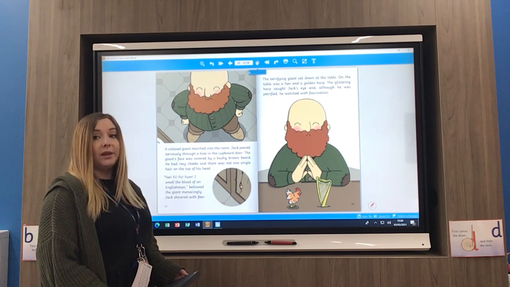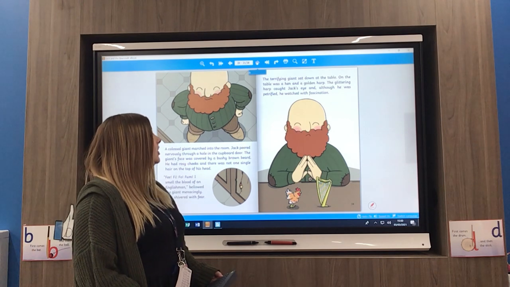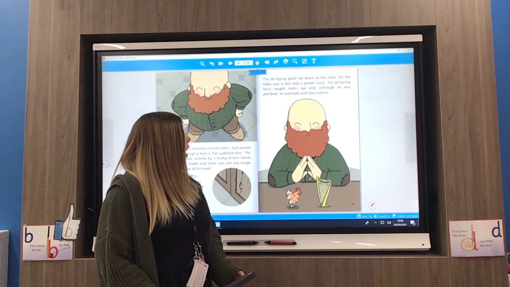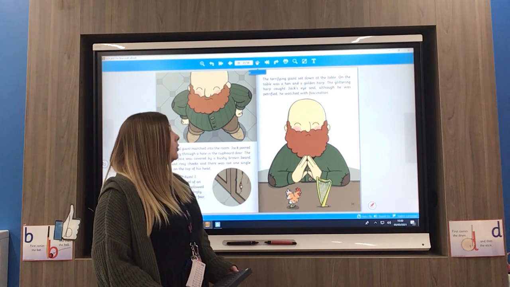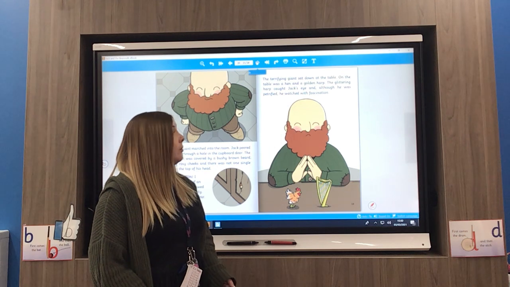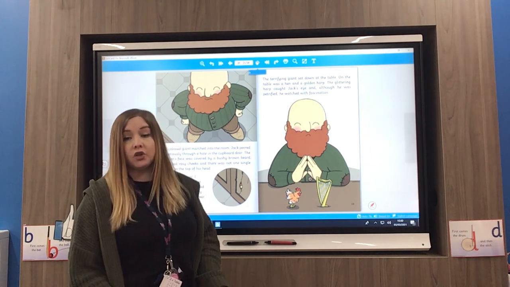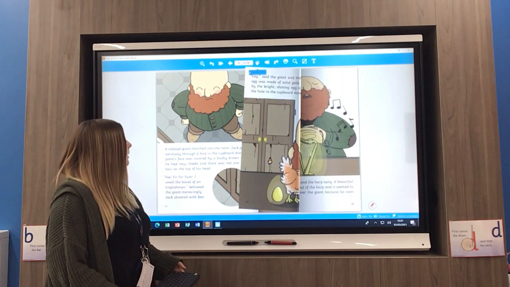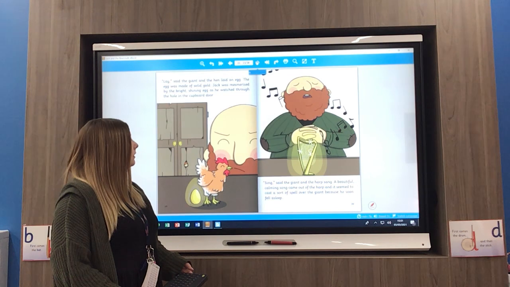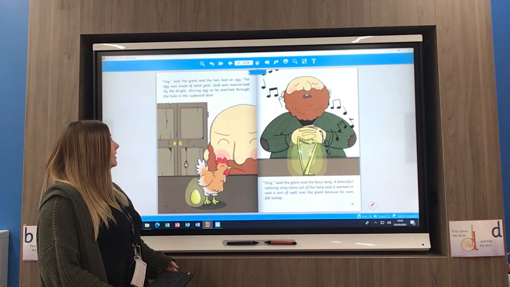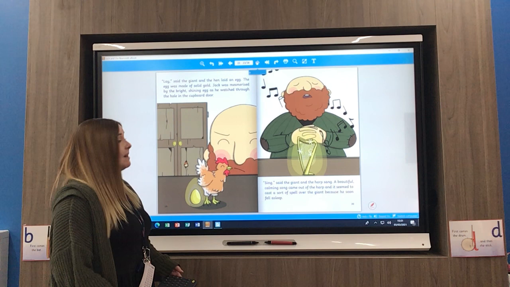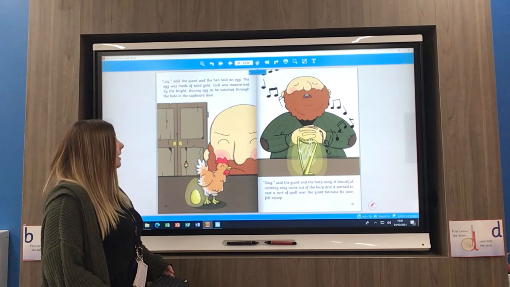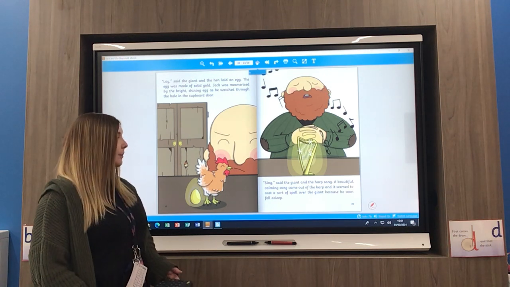Jack shivered with fear. The terrifying giant sat down at the table. On the table was a hen and a golden harp. The glittering harp caught Jack's eye, and, although he was petrified, he watched with fascination. Lay, said the giant, and the hen laid an egg. The egg was made of solid gold. Jack was mesmerised by the bright shining egg as he watched through the hole in the cupboard door.